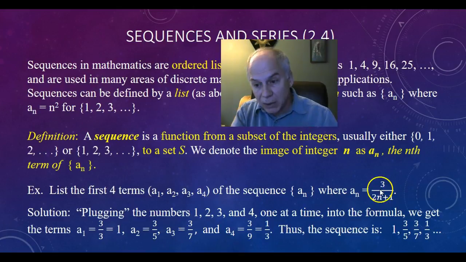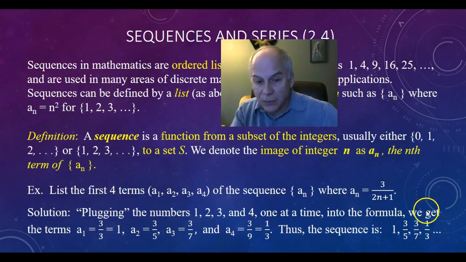When I plug in 3, 3 over 2 times 3 plus 1, which would be 3 over 7. So the next term is 3 over 7. Next term after that, a4, I plug in 4, so 3 over 2 times 4 plus 1, which is 9, so 3 over 9, which reduces to 1/3. So always reduce fractions if you can. In most cases, we'll do that. So then the sequence is 1, 3/5, 3 over 7, 1/3, which is the same as 3 over 9. But these are the first 4 terms of the sequence.